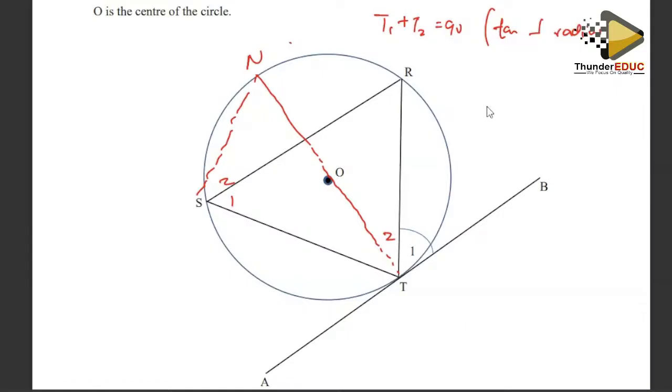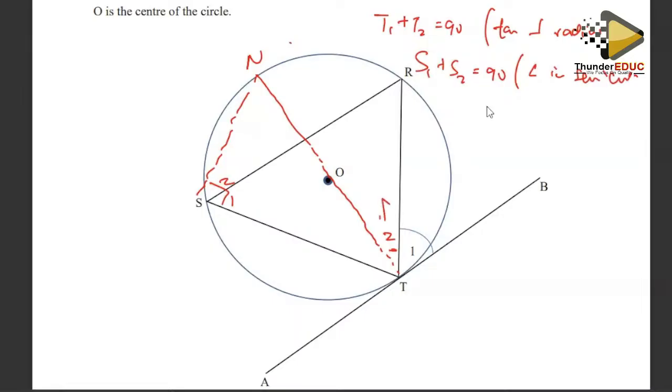Or would it be angles in a semicircle? Now, it doesn't make sense for angles to be the same. I would prefer the tan radius for T1 and T2. That makes sense. Then S1 and S2 is the one that's going to be angle in a semicircle.